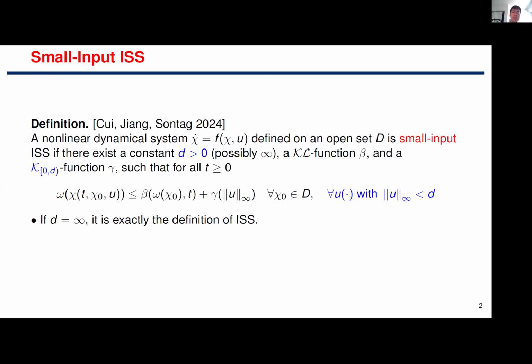Formally, the only difference between small input ISS and ISS is how small the noise should be, right? Here we give a threshold which is named D, which means that if the input is smaller than D, the ISS property still holds. Since the noise input is smaller than D, the gain function just needs to be designed from 0 to D. This is a slight difference from the classic ISS. And I wanted to mention that if D is equal to infinity, this is indeed the ISS definition, which means that the system can tolerate any arbitrary input. So that's the idea behind ISS and small input ISS.